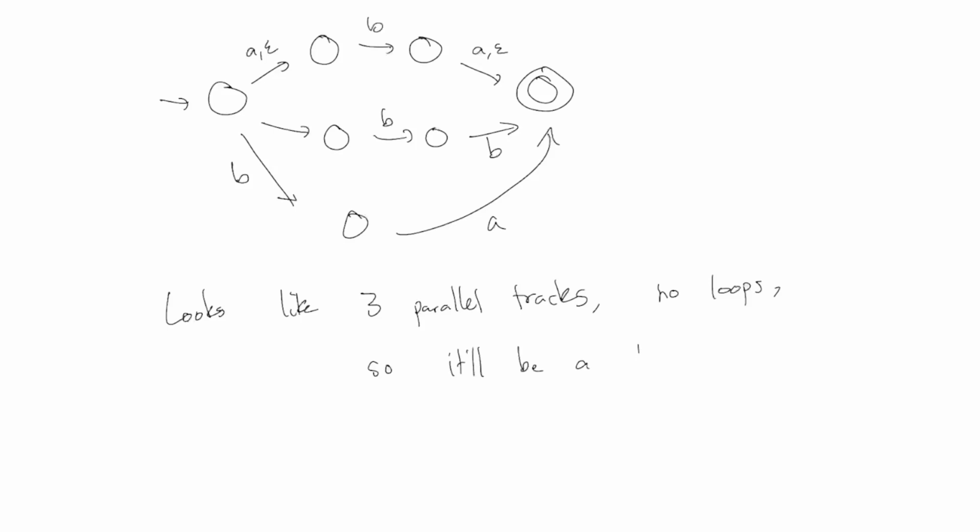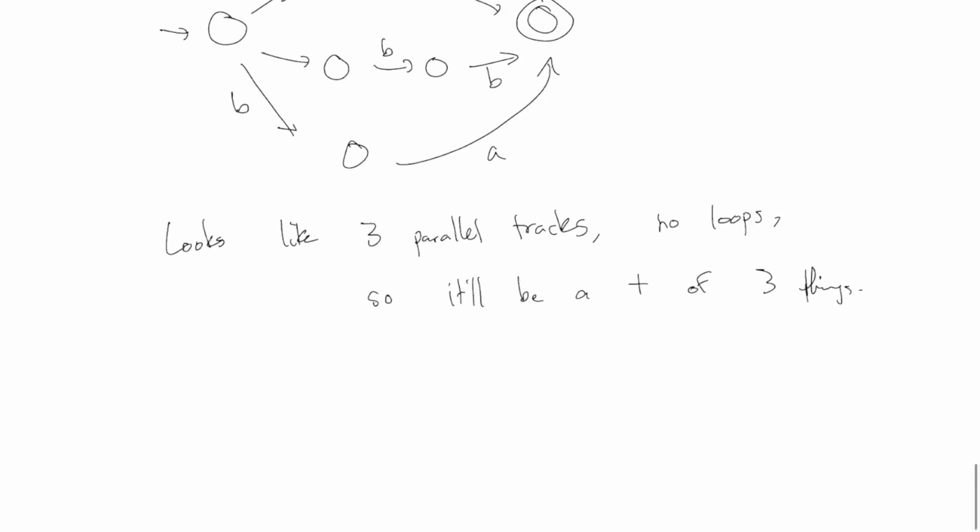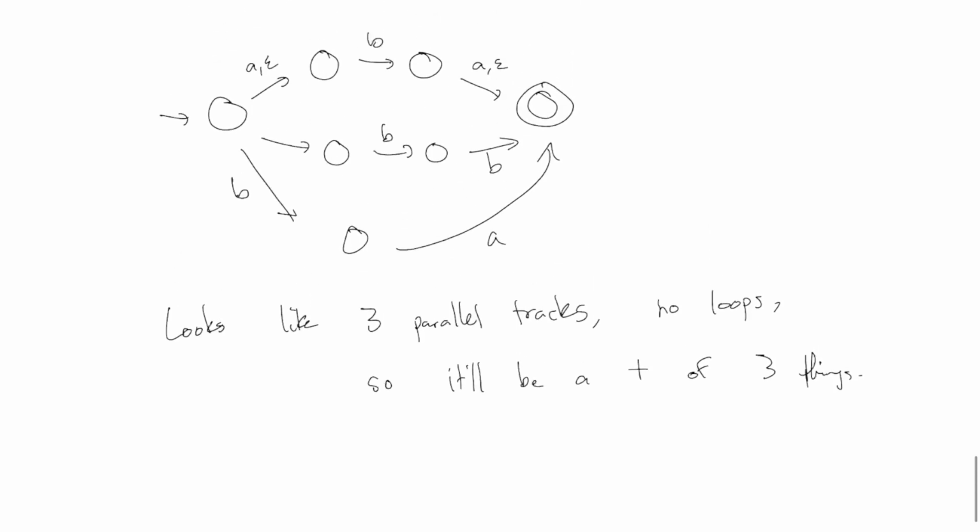it'll be a plus of three things, basically. A plus of three things. I mean something plus something plus something, right? A sum of three things, I should say, if I was a sophisticated mathematician. So we should just do the track across the bottom plus the track across the middle plus the track across the top. Maybe you've already noticed I didn't put a label on this arrow. It's supposed to be an A. Sorry, in my haste, I left that out.